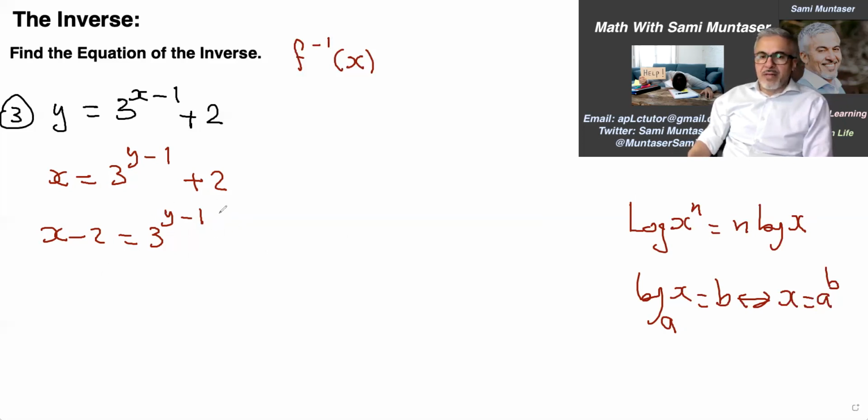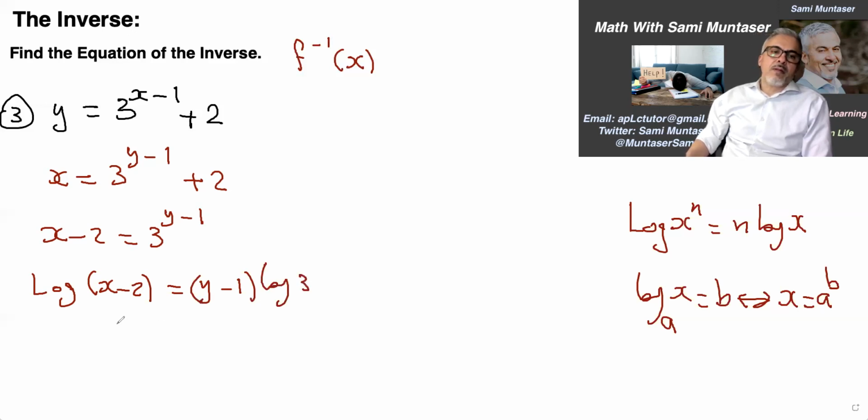Always, if we have an exponent and we need to solve for the exponent, we have to log both sides to be able to bring the exponent down. So I'm going to go log of x minus 2, log the whole thing, equals, when I log this, the y minus 1 will come down. So the log allows me, when I log both sides here, to bring the exponent down. Now I'm going to divide both sides by log 3.